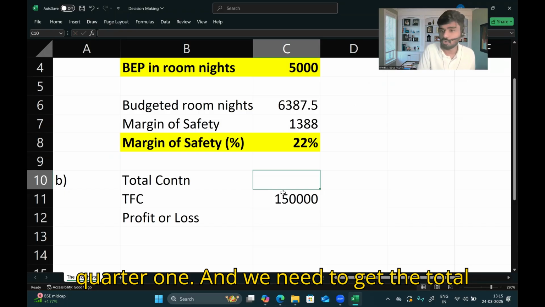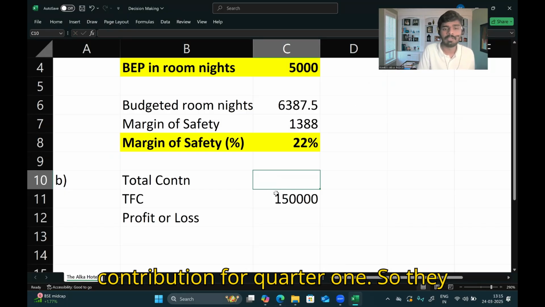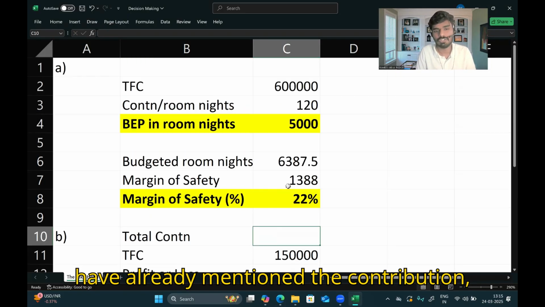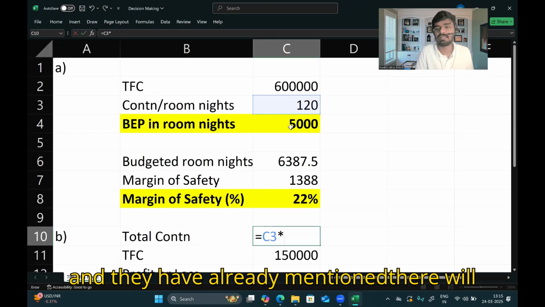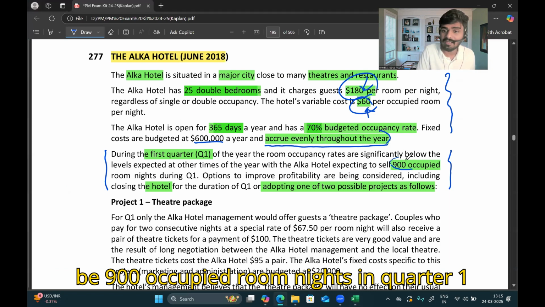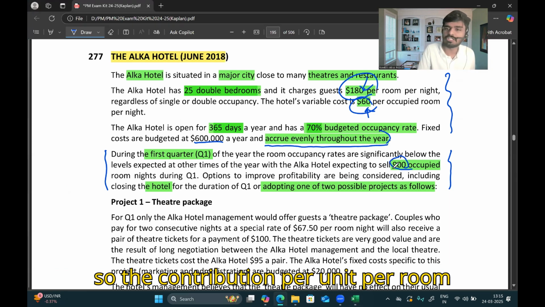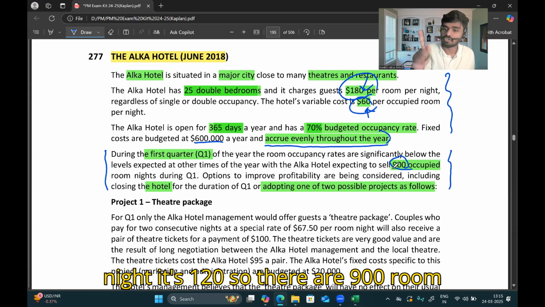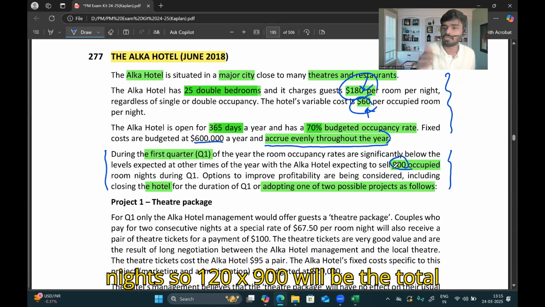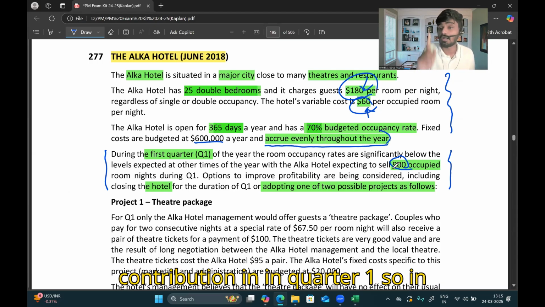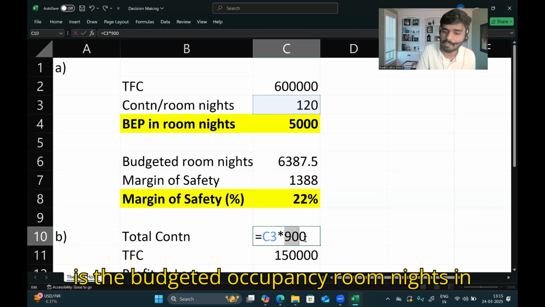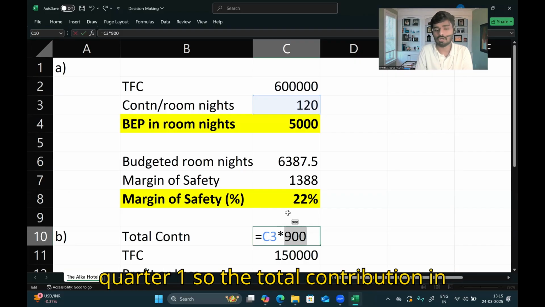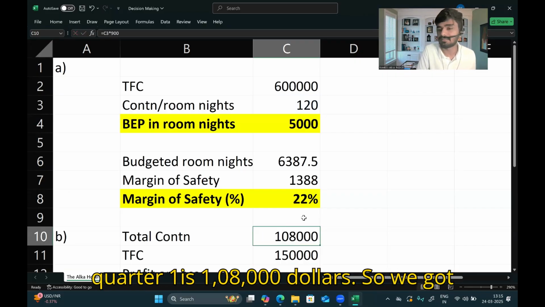Okay, and we need to get the total contribution for quarter one. They have already mentioned the contribution per room night will be 120, and there will be 900 occupied room nights in quarter one. So 120 into 900 will be the total contribution in quarter one. This is the contribution per room night, and this is the budgeted occupancy of room nights in quarter one. So the total contribution in quarter one is $1,08,000.